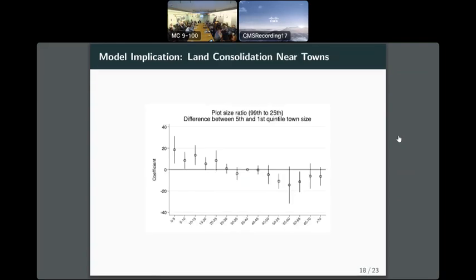And then finally, we show what the implication is. Who are these mid-sized farmers selling their land to? The model says that the potential buyers of this land would be other larger farmers who can benefit from economies of scale. We do see that. So what we see here is evidence of land consolidation. We look at the ratio of the plot size at the 99th percentile of the land size distribution to the 25th, and we see that ratio being higher. So the extreme, the 1% land holding near towns, is much larger compared to the 1% land holding much farther.